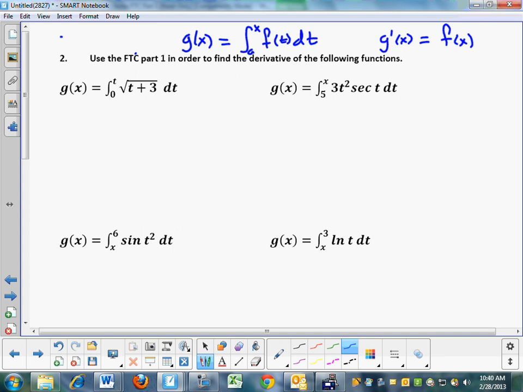Oh, I'm sorry. Instead of the t, that should be an x. Keep our notation the same. I want to take the derivative of g of x. So look at what changes, everybody. It says g of x is equal to that. If I take the derivative of g of x, I get rid of all this area stuff. I'm just left with f of that.